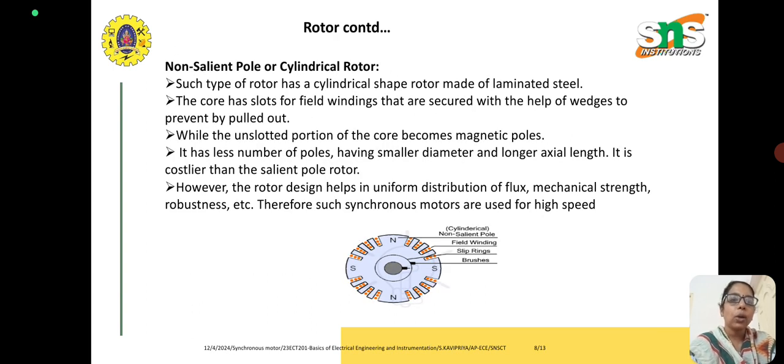The second one is the non-salient pole or cylindrical rotor. Such a rotor has a cylindrical shape made up of laminated steel. The core has slots for field winding that are secured with wedges, while the unslotted portion of the core becomes the magnetic poles. It has fewer poles, smaller diameter and longer axial length. It is costlier than the salient pole rotor. However, the design helps in uniform distribution of flux, mechanical strength and robustness. Therefore, such synchronous motors are used for high speed.